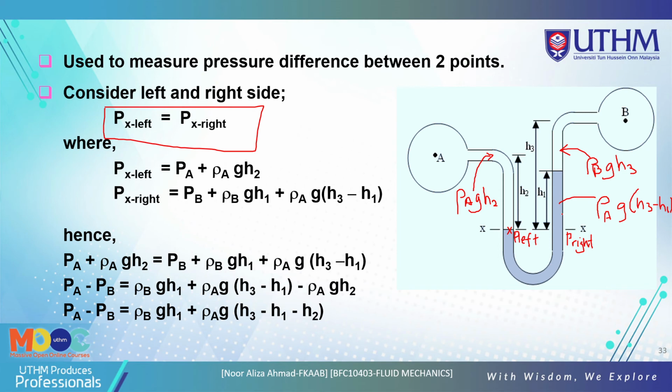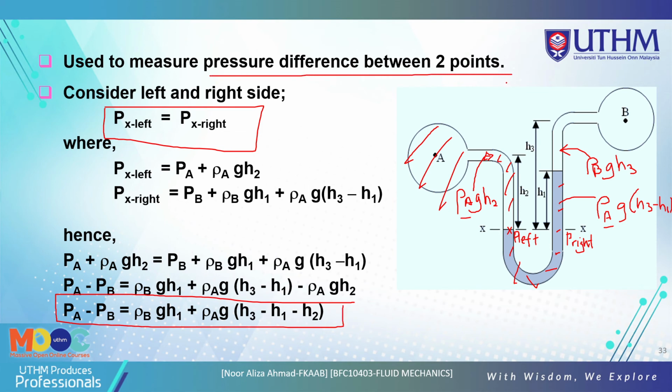Actually the concept of PA or PB here, this is at the same liquid. So that's why we get PA is the same here, PA and PA, because this is the same fluid. So after you balance from the left and right, you get this equation, until the last equation, where you get the pressure difference between 2 points.